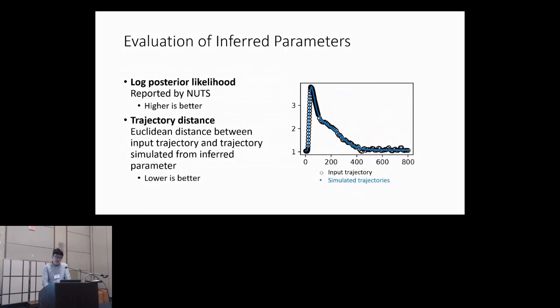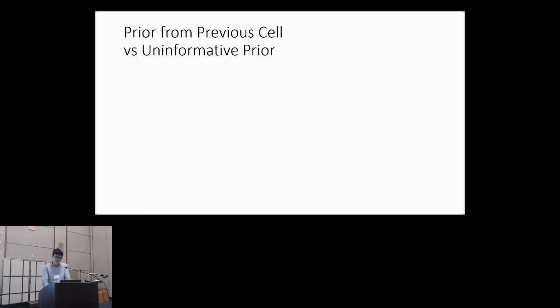There are many metrics that we can use to evaluate inferred parameters. To keep things simple, I'm only going to show you log posterior likelihood, which is reported by NUTS, and the trajectory distance, which is the Euclidean distance between input trajectory and trajectory simulated from inferred parameters.